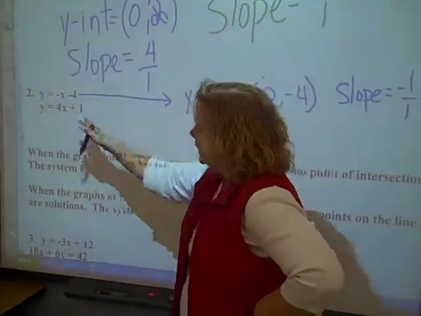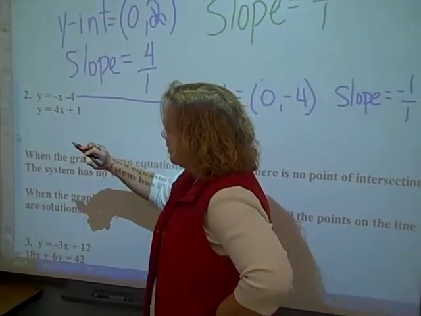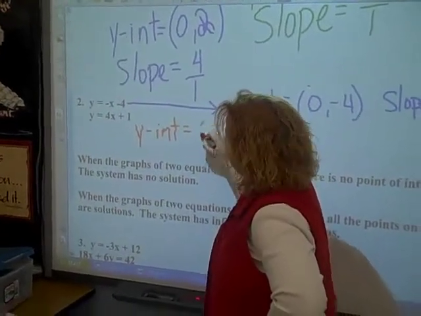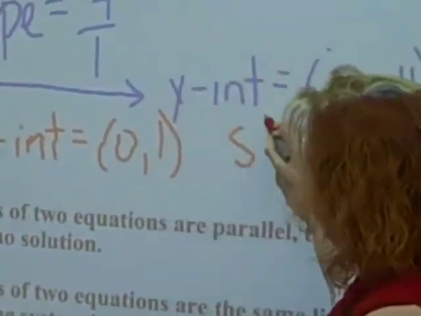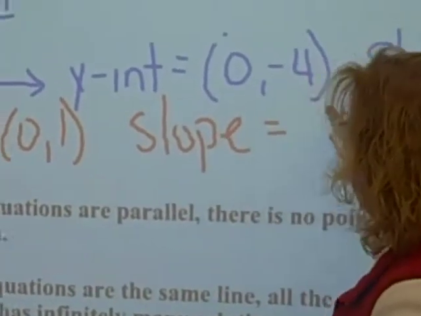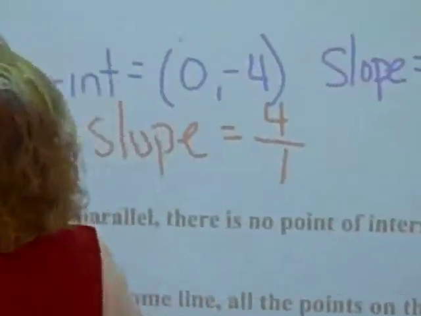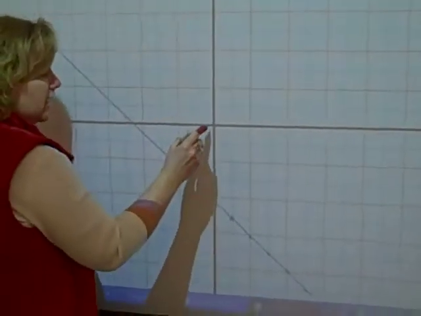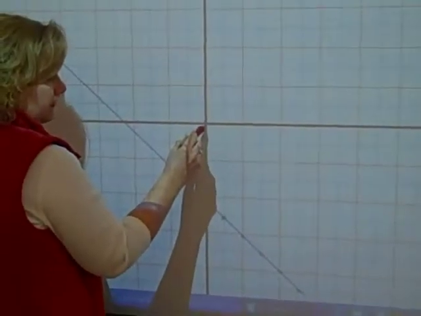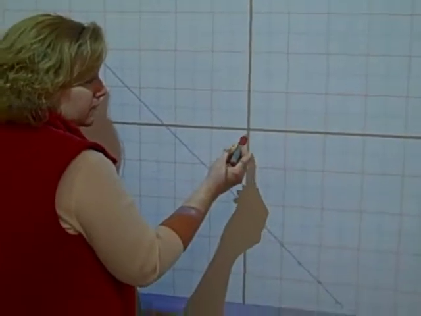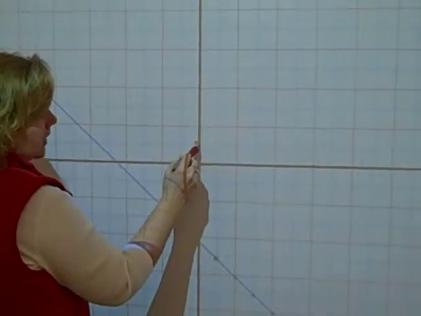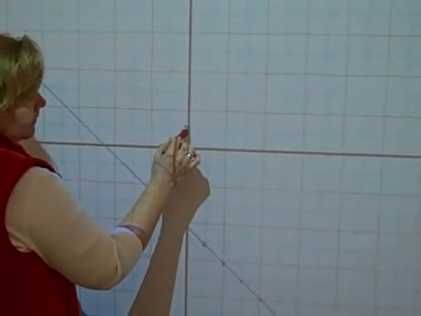So on the second one, again, it's already in slope-intercept form. What's my y-intercept? Anybody? 0, 1. What's my slope? 4, 1. I'm going to graph it. When I graph it, again, what was my y-intercept? 0, 1. What is my rise over run? 4, 1.